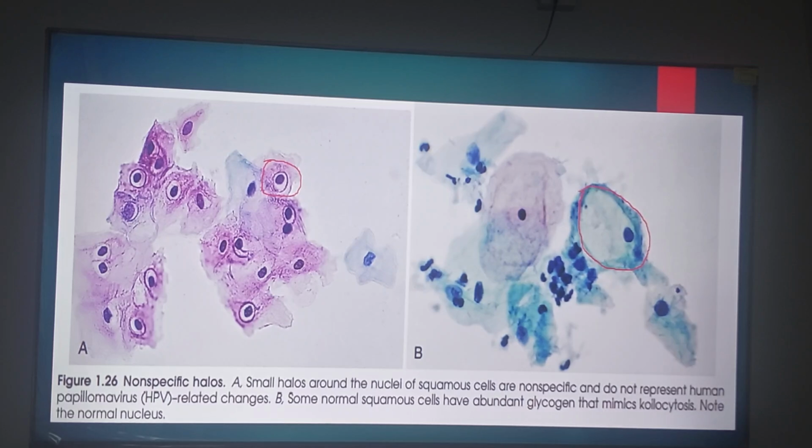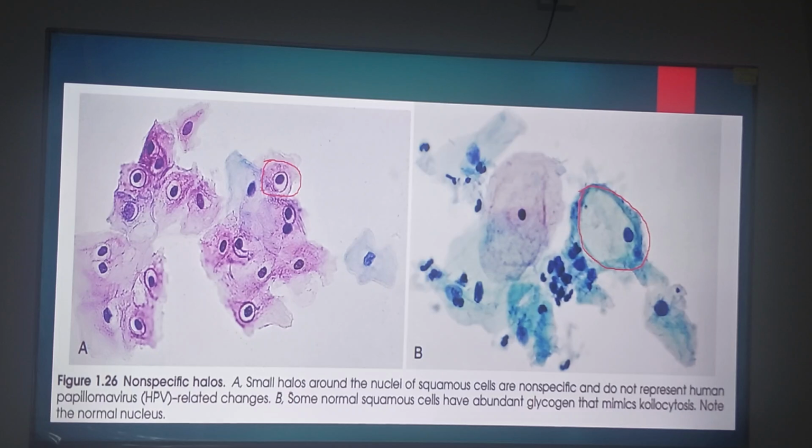How can we differentiate them? This is the pseudo or non-specific halo, and this is the clear or true specific perinuclear nuclear halo, which is caused by the HPV virus, human papillomavirus.